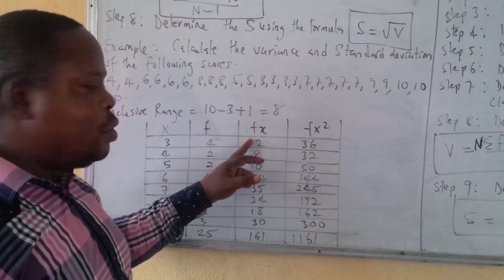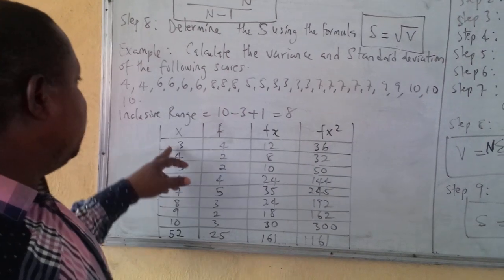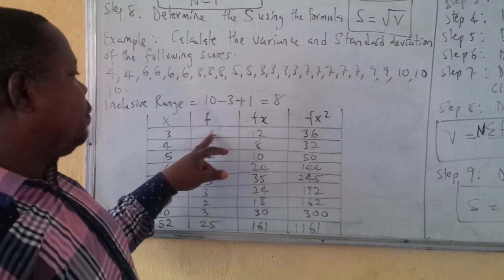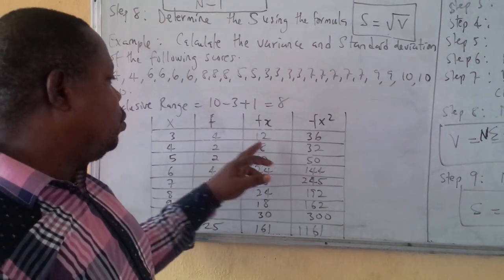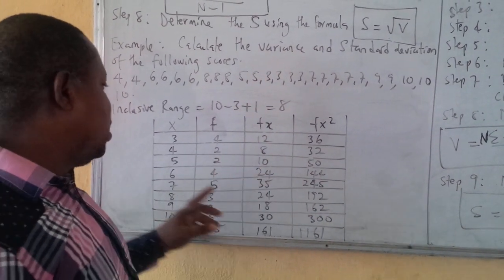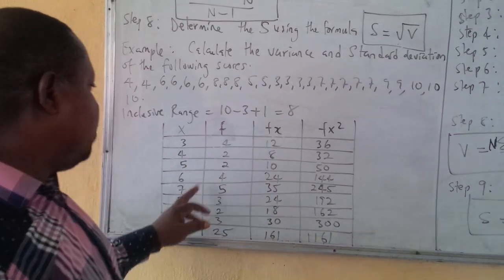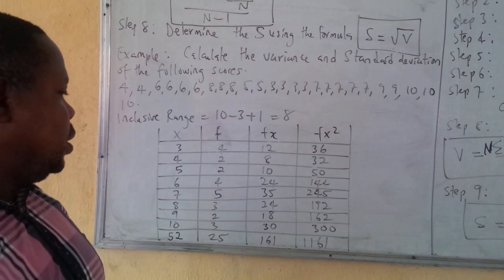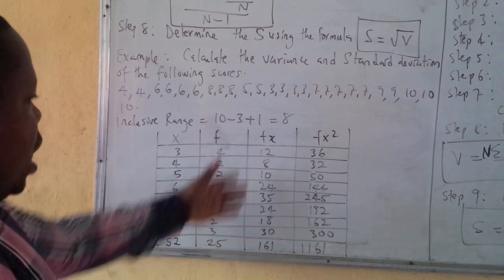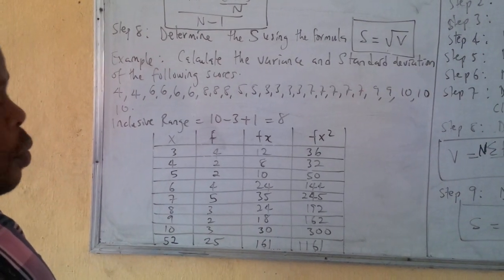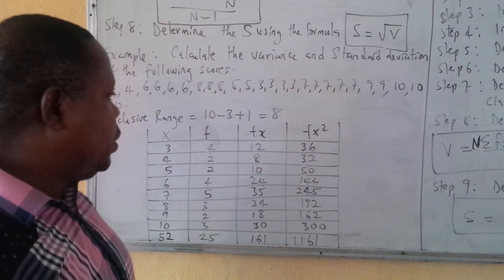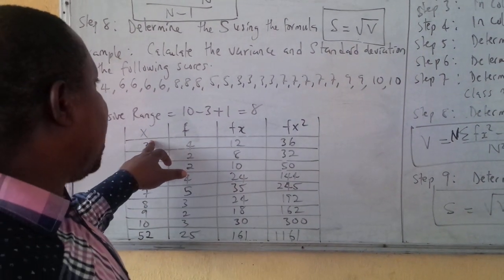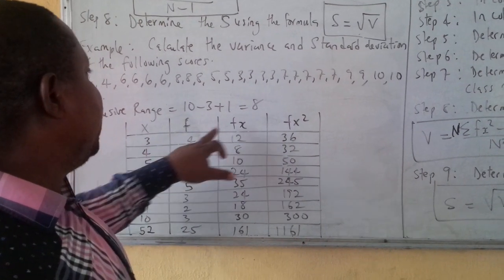To obtain fx, this notation talks about the product of x and f, meaning multiply the first column by the second column. 3 times 4 will give you 12, 4 times 2 will give you 8, 5 times 2, 10, 6 times 4, 24, 7 times 5, 35, 8 times 3, 24, 9 times 2, 18, 10 times 3, 30. If you add it together, it is going to give you 161.